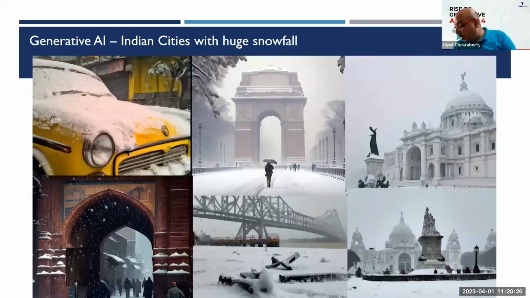Same goes for this. This shows how Indian cities like Delhi and Kolkata would look if snowfall happens. This is generated by AI. Many people have probably used deep fakes also. I don't know, this is not recommendable, but deep fakes can create almost original-looking content. You cannot do that here. So this is generative AI, completely fresh content built from its intelligence.